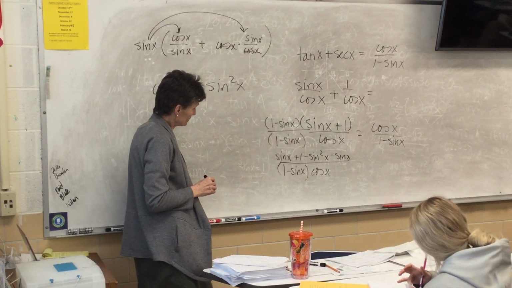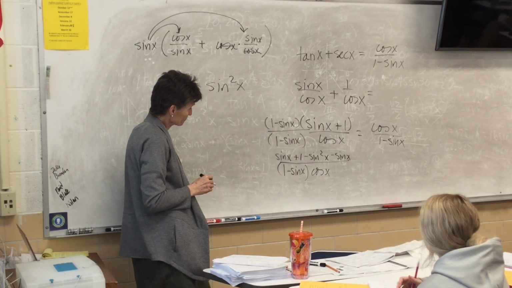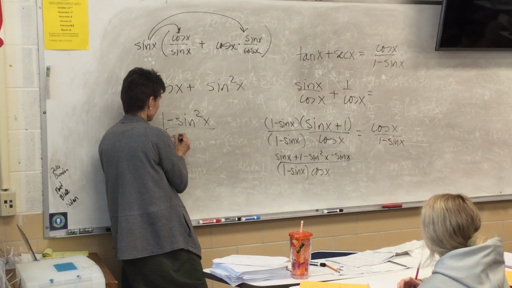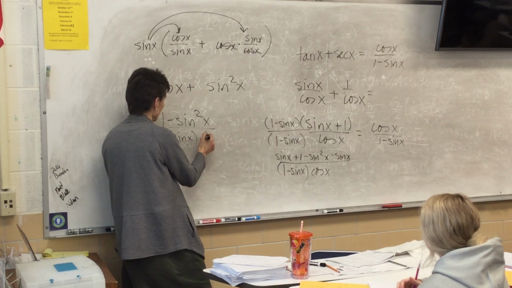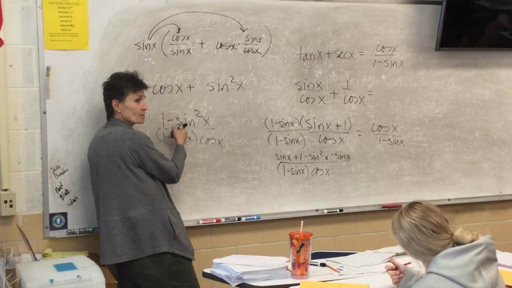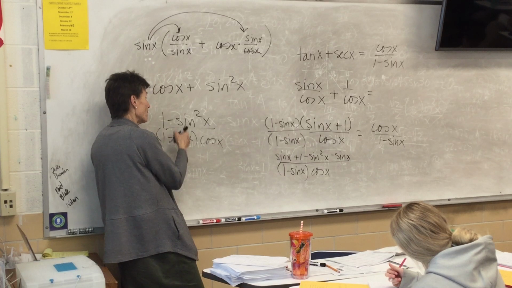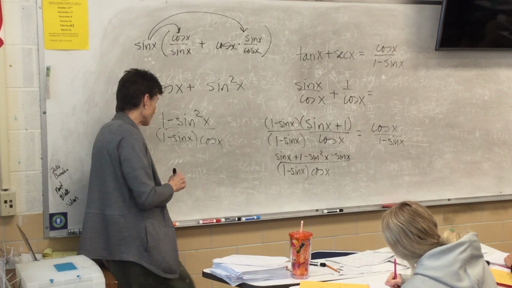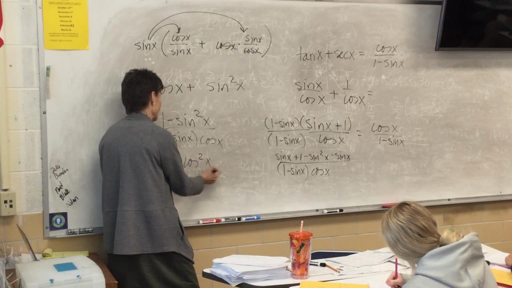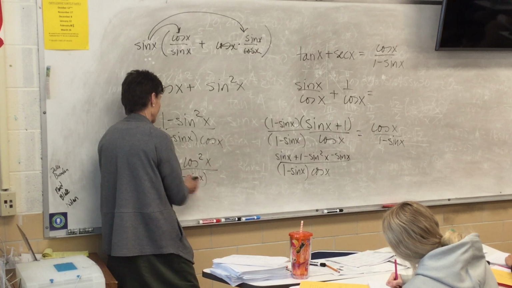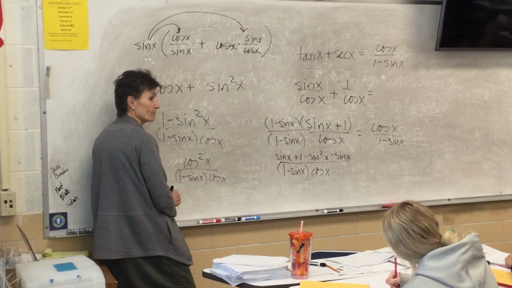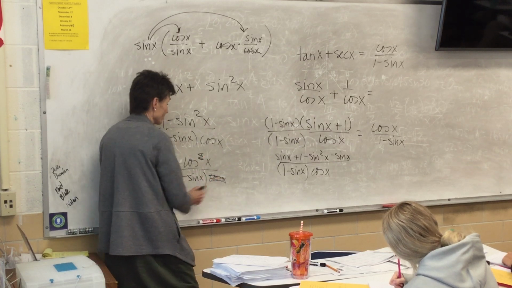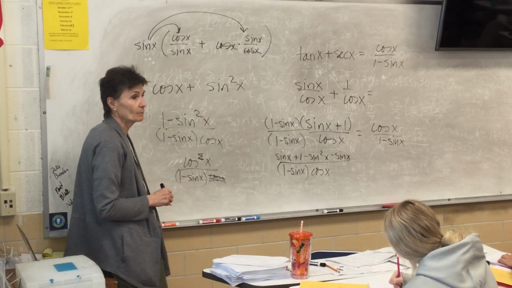What's left? So what do I have? 1 minus sine x. 1 minus sine squared. Now, please do not cancel. These are not the same, so they don't cancel. But what do I know about 1 minus sine squared? It's equal to cosine squared. Now I can cancel a cosine. And look what I'm left with, exactly what I wanted.